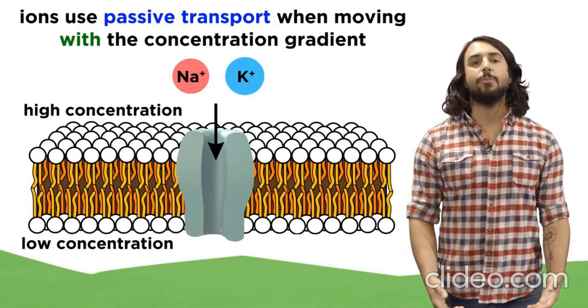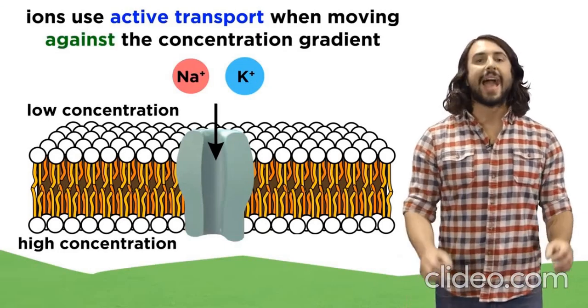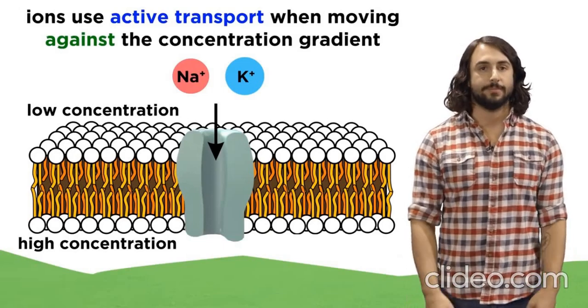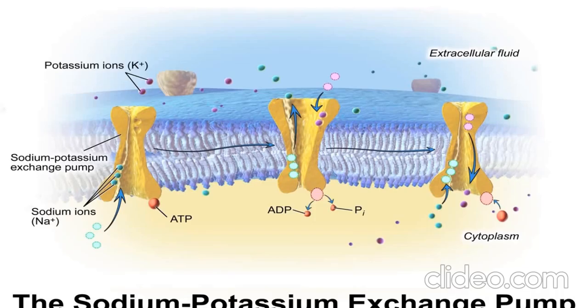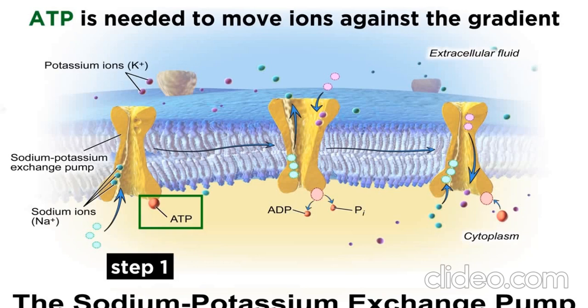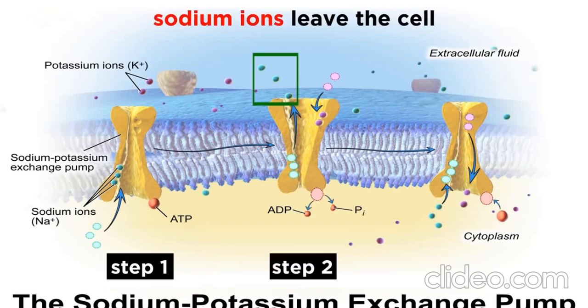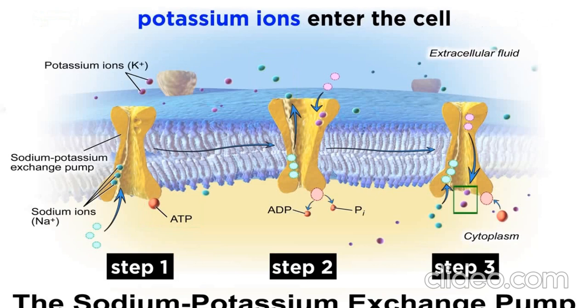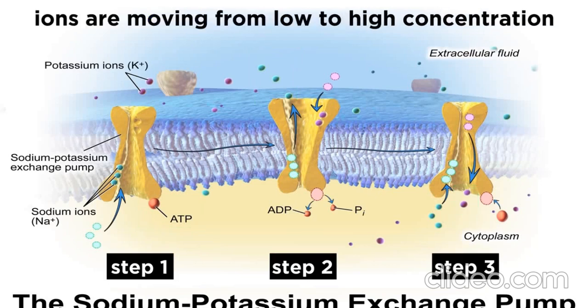But when things need to move against the concentration gradient, active transport is required. Since this is an entropically unfavorable process, there will have to be an energy expenditure involved. So certain proteins, like a sodium-potassium pump, use up ATP, the molecule that is the currency of cellular energy, to move sodium ions out of the cell and potassium ions into the cell against the concentration gradient, from low concentration to high concentration. We will talk more about ATP later.